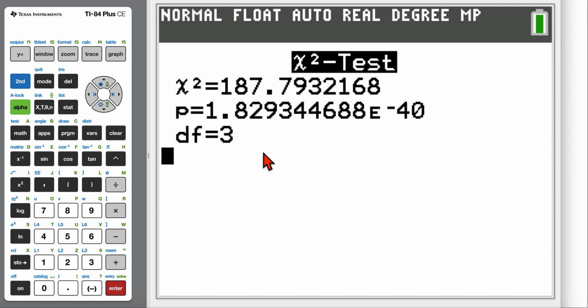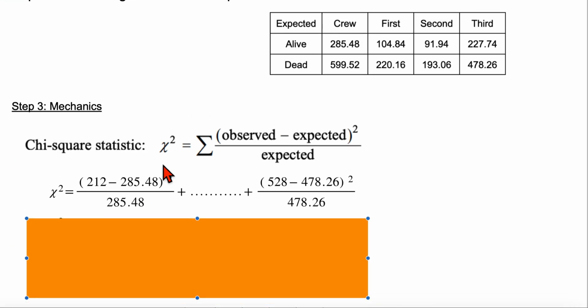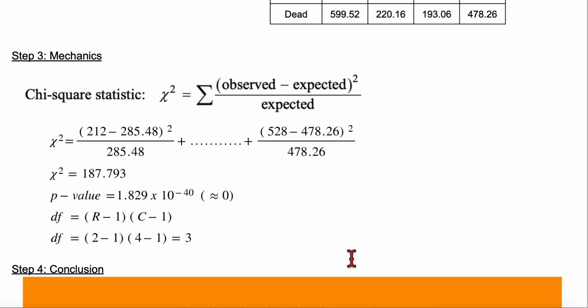How do you find degrees of freedom in a chi-squared test? It's rows minus 1 times columns minus 1. And in this case, we had 2 rows and we had 4 columns. 2 minus 1 is 1. 4 minus 1 is 3. 1 times 3 is 3. That's where the degrees of freedom came from. And take a minute to make sure you have all the information you would need to receive full credit on the mechanics part of the hypotheses test for chi-squared.